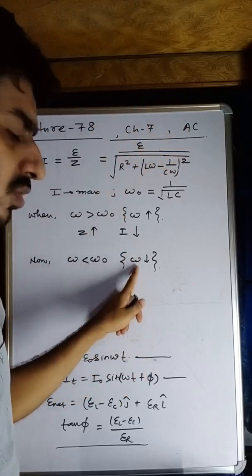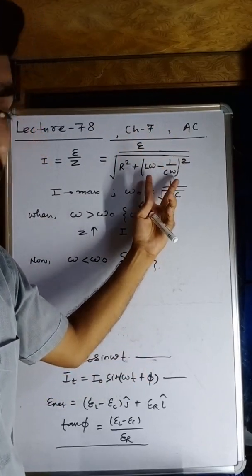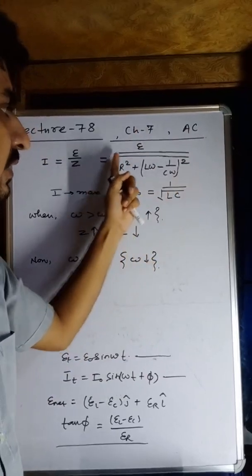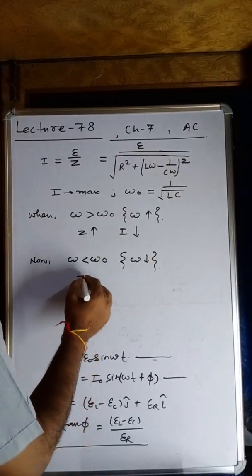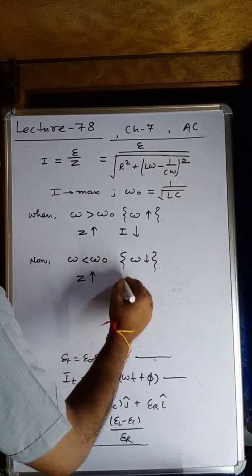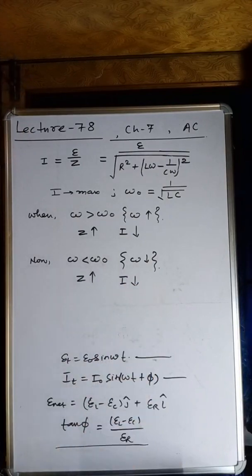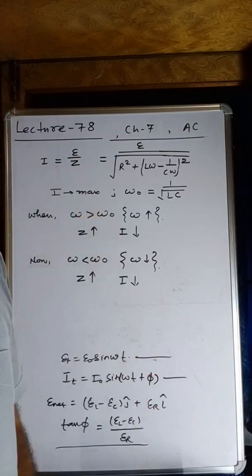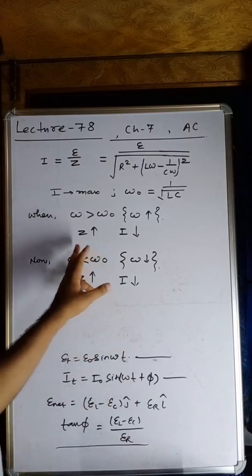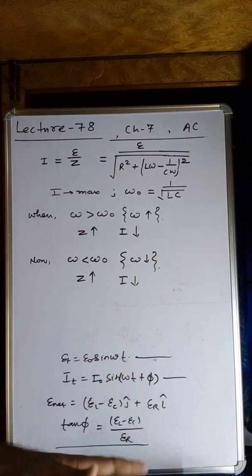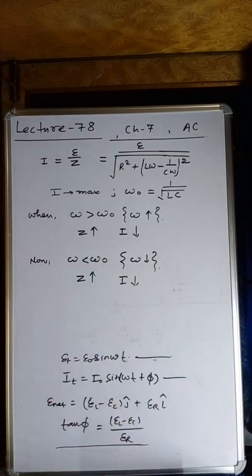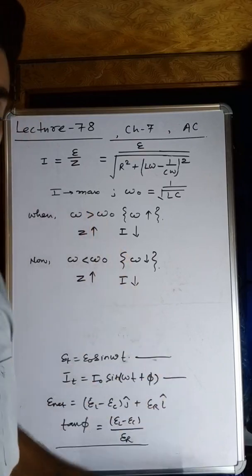Due to the decrease in omega, again this term is increasing and the resultant value, that is the Z, will increase. Again this Z is increasing, and if this Z is increasing, of course the current will decrease. So in each case, my dear students, whether omega is greater than omega naught, the resonant frequency, or omega is less than omega naught, in both cases the current is decreasing. And hence we can conclude that we will have the maximum current for the resonant frequency.